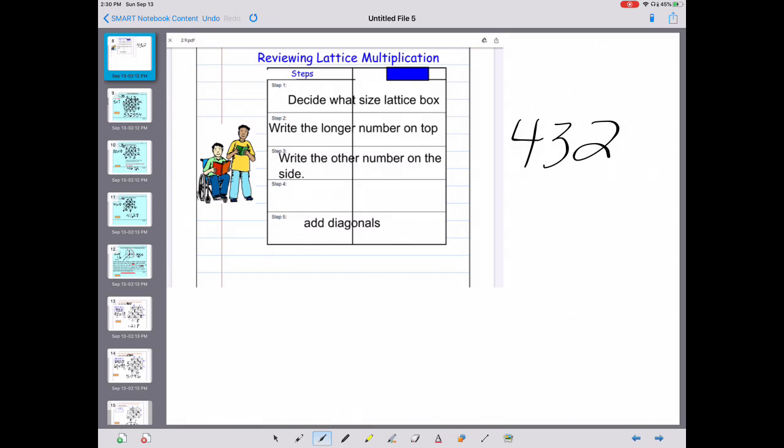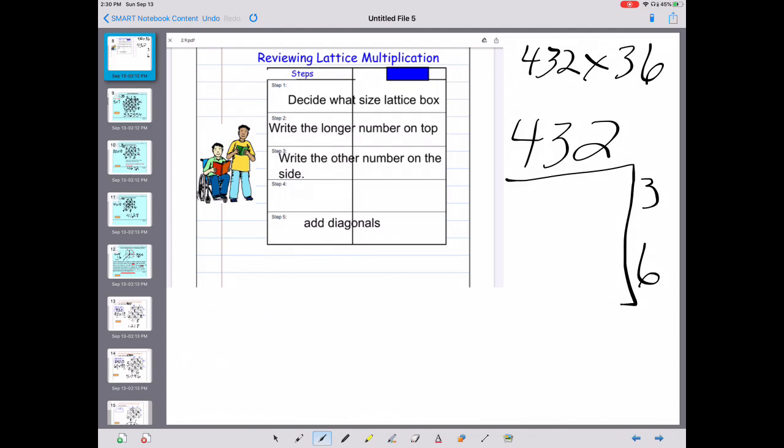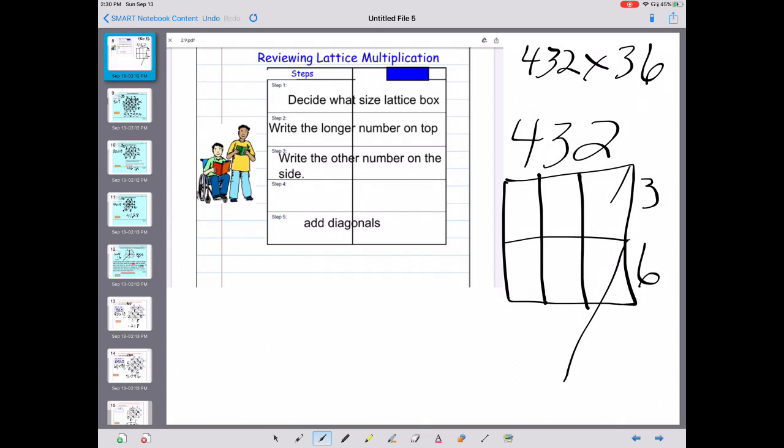I always just write my number. If I had 432 times 36, I'd write that on the top. I'd write this one sideways. Draw a box that goes to all of them. Draw lines between the numbers and between these numbers. And then corner to corner make my diagonals.